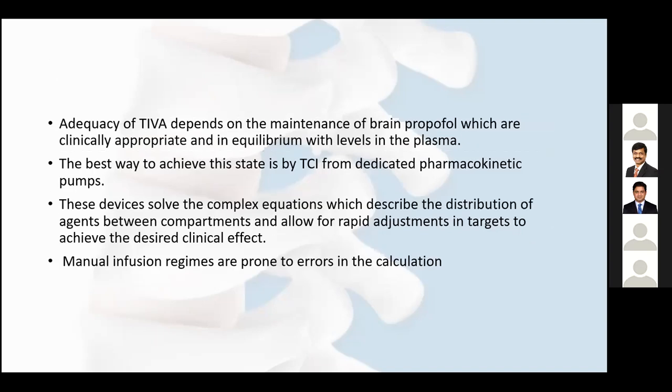So the adequacy of TIVA will depend upon the maintenance of, in this case, brain propofol levels which are clinically appropriate and in equilibrium with the levels in the plasma. The best way to achieve this state is by target controlled infusion from dedicated pharmacokinetic pumps. These devices solve the complex equations which describe the distribution of agents between the compartments and allow for rapid adjustments in targets to achieve the desired clinical effect. Manual infusion regimens are prone to errors in calculation, and therefore it is better to use a TCI pump.